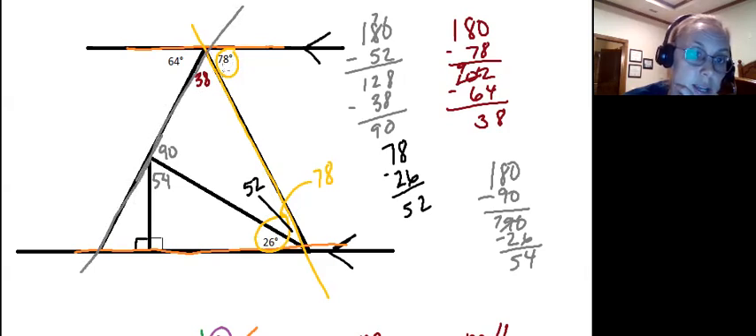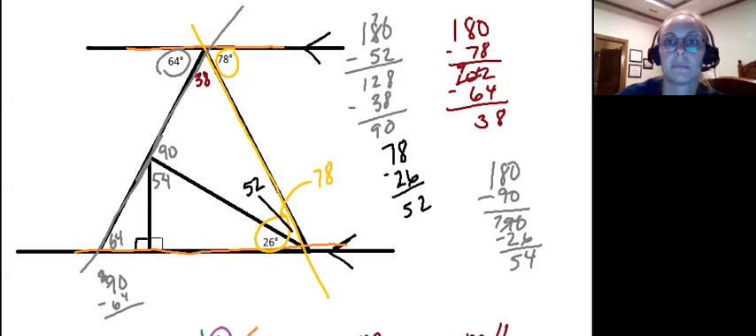and use some of my alternate interior angles. So this one is going to be between the orange and the gray. Between the orange and the gray, alternate of that is 64. And so then I have 90 minus 64 will be 80.